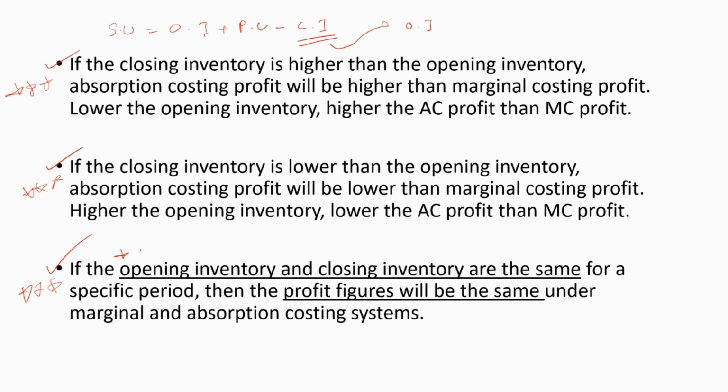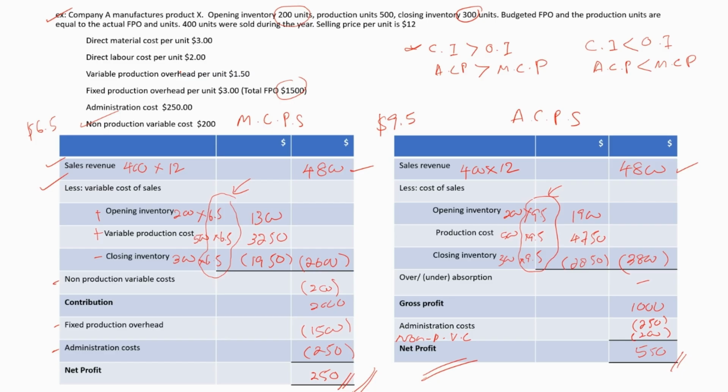This means the business was able to sell all its production units during the year. So the opening inventory and the closing inventory will be the same. You can change these inventory levels and recalculate this example again, so you can understand the points we just discussed above.